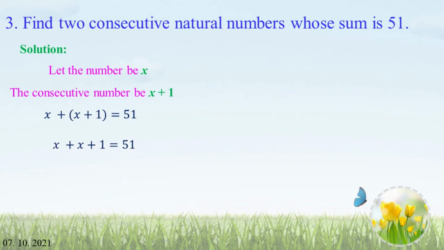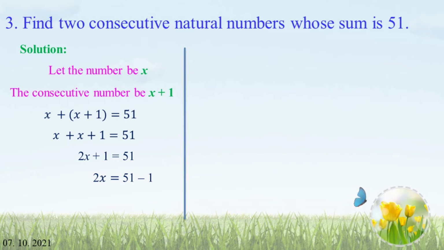Now remove the bracket. x plus x plus 1 equals 51. Here x and x are like terms, so we add x plus x to get 2x plus 1 equals 51. Now transpose plus 1 to the right hand side. So, 2x equals 51 minus 1, 2x equals 50. Now we find x. x equals 50 divided by 2, so x equals 25.